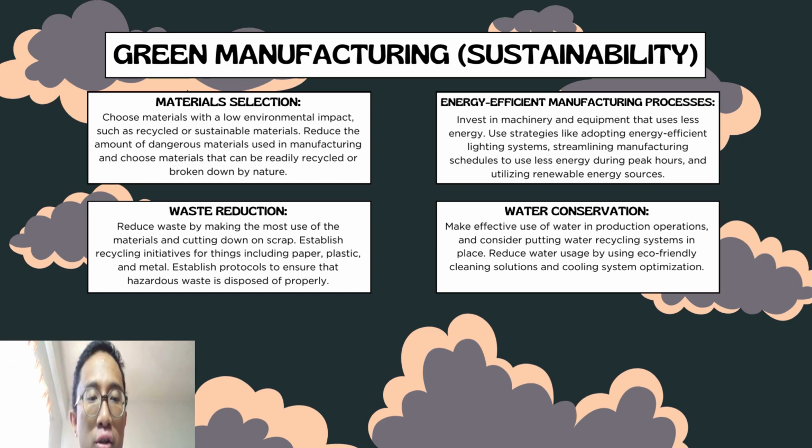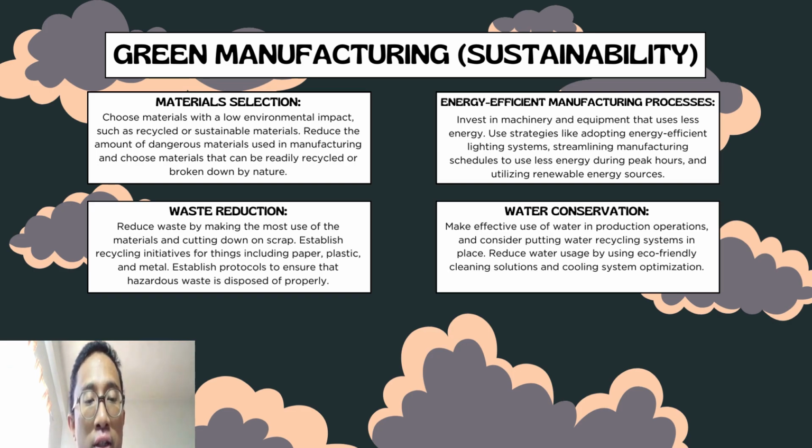Second, we can also do an energy efficient manufacturing process. We should invest in machinery and equipment that uses less energy. We should use strategies like adopting energy efficient lighting systems, streamlining manufacturing schedules to reduce energy use during peak hours, and also utilizing renewable energy sources.